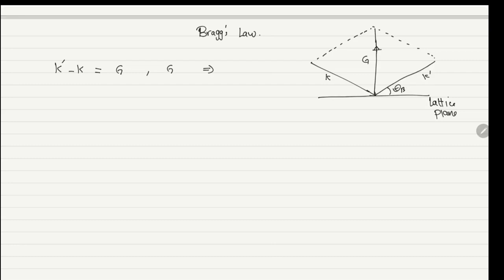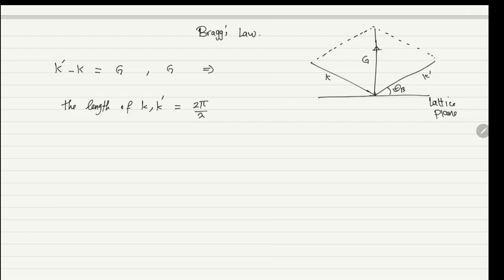The length of k and k prime is equal to 2 pi over lambda, which means the incoming and outgoing wave vectors are inclined at equal angles to the plane normal to G.